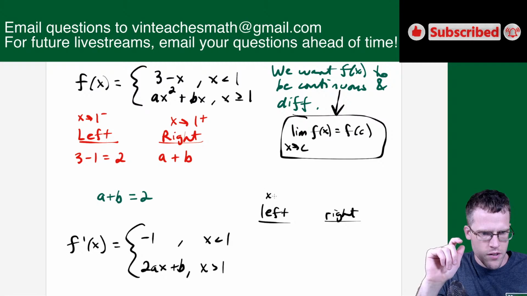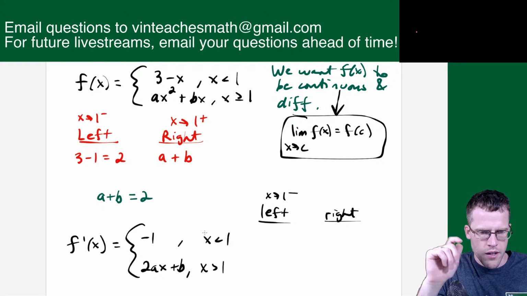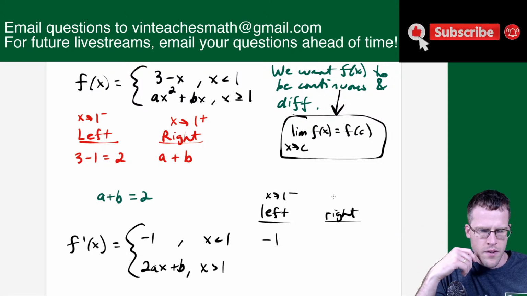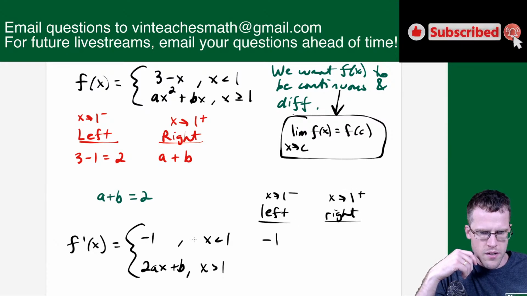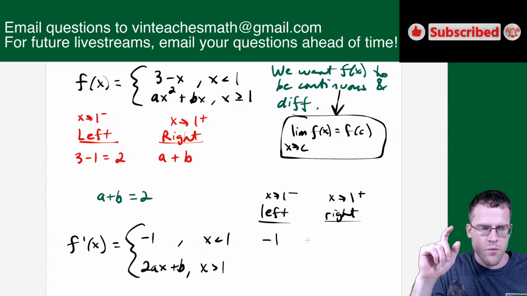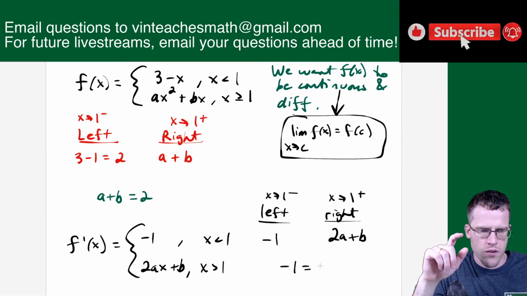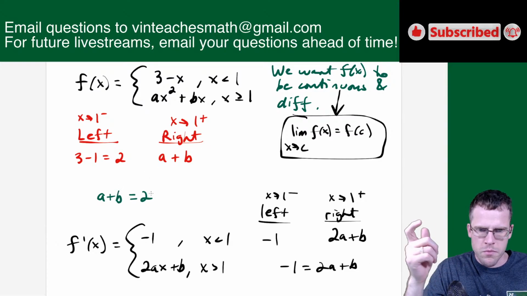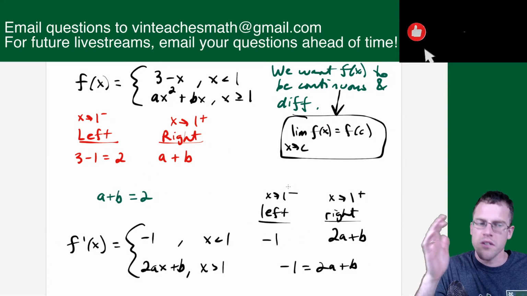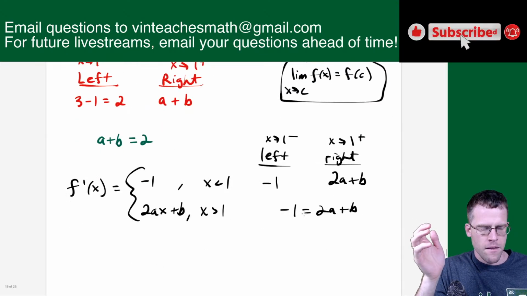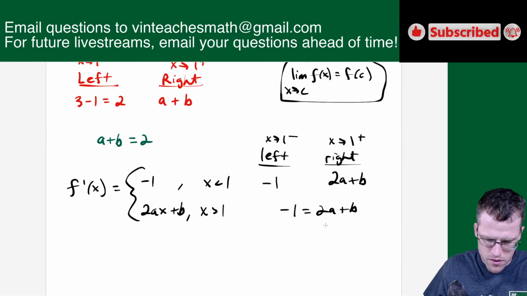So now x is going to approach 1 on the left side, and it's just fixed at -1. But when x approaches 1 on the right side, we substitute in 1 for x, we would have 2a plus b. So we need -1 to be equal to 2a plus b. So now what we have is a system. We have a plus b equals 2, and 2a plus b equals -1. So now we go forward with this.